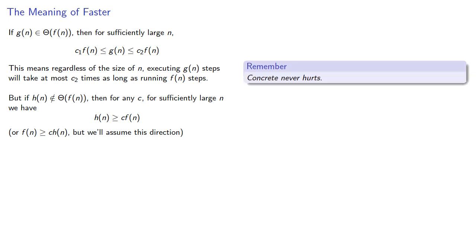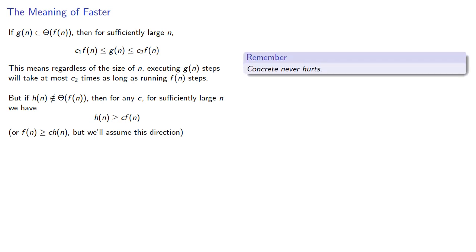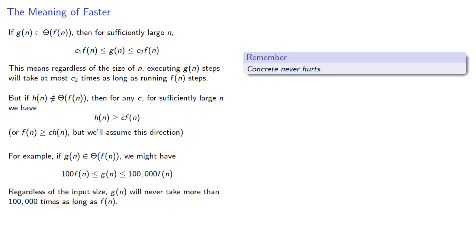So remember, concrete never hurt, so let's take a specific case. If we know that g of n is order f of n, we might have g of n somewhere between 100 f of n and 100,000 f of n. And regardless of the input size, g of n will never take more than 100,000 times as long as f of n. So if f of n steps can be executed quickly enough, so can g of n steps.